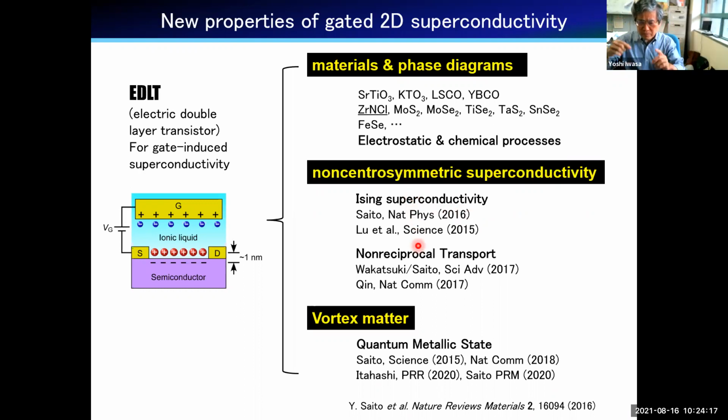So particularly in this non-reciprocal transport, we see it when the vortices inserted by the external magnetic field become very clear. When vortices are allowed to move, because this is a very two-dimensional superconductor, vortex pinning is so weak, so it's very easy to move around, and it moves in the non-centrosymmetric potential.